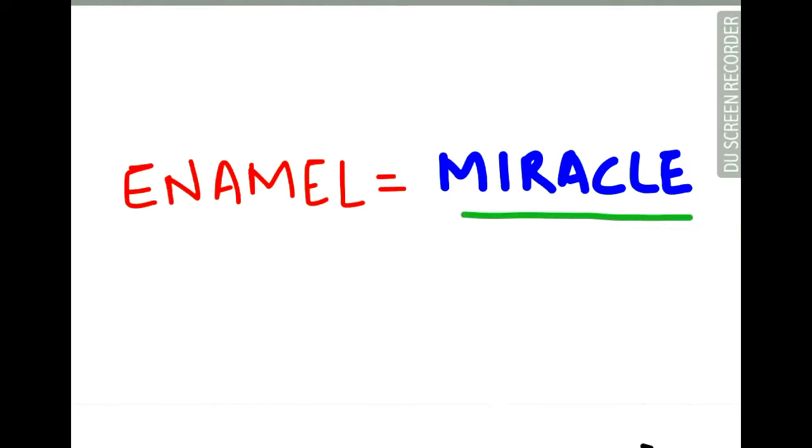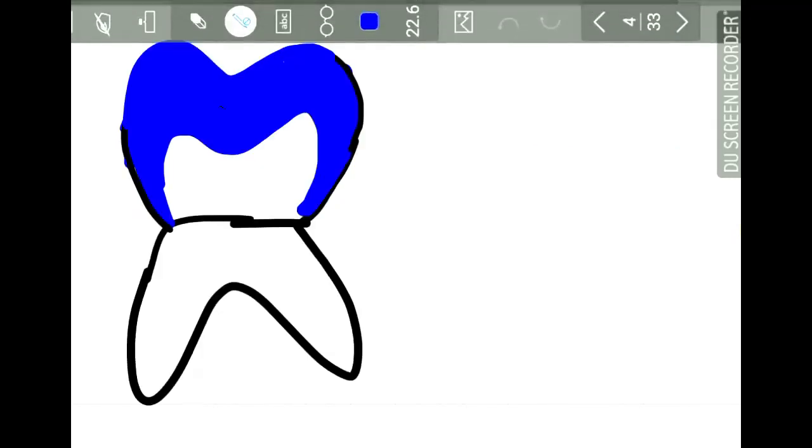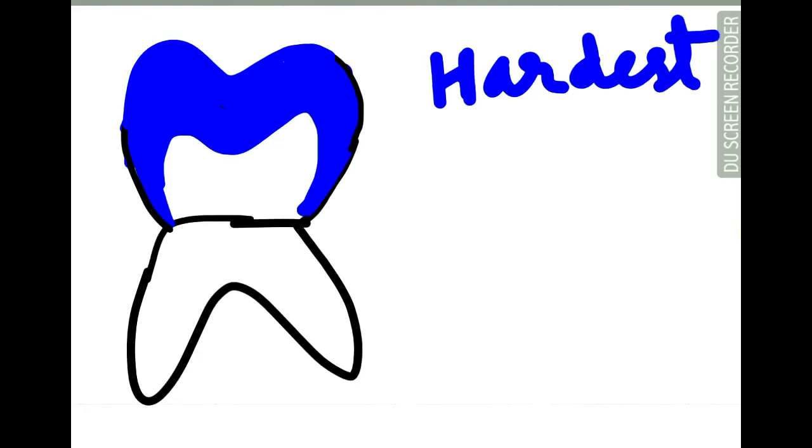Enamel is a miracle tissue. How miraculous it is, let us see in detail. Now, the enamel, it is the hardest structure present in the human body. It is the hardest structure and it covers the crown surface of the tooth, forming a resistant and protective covering.